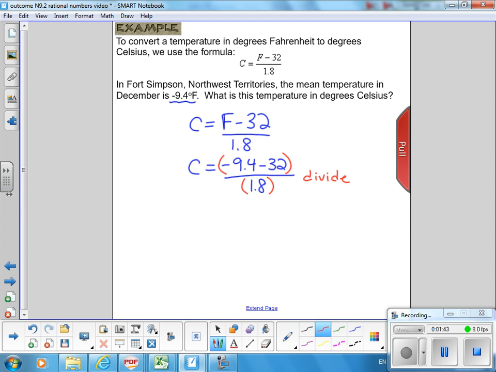So we have to simplify the numerator. So negative 9.4 subtract 32 gives us negative 41.4. Now we can divide that by 1.8. And we get a temperature of negative 23 degrees Celsius. So when you have a fraction bar, it does mean divide, but it doesn't fit in the division part of order of operations. It is actually the last thing you will do. You will simplify the numerator, you will simplify the denominator, and then you will perform the operation of division.